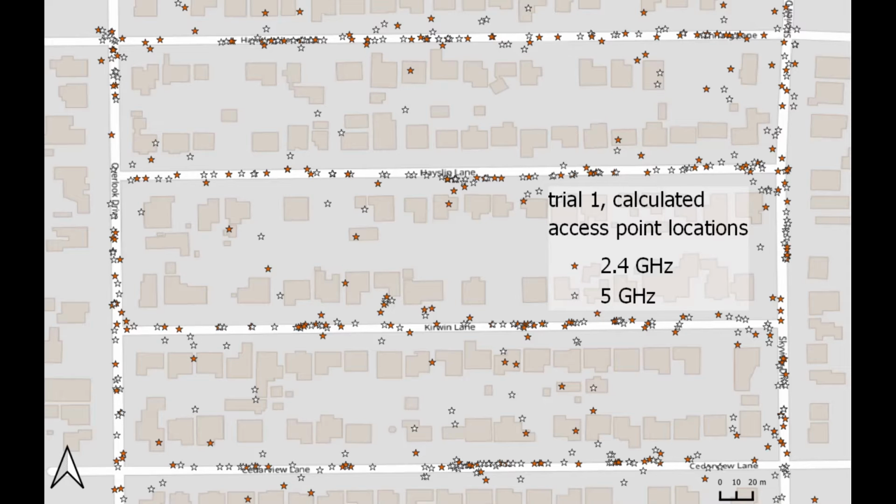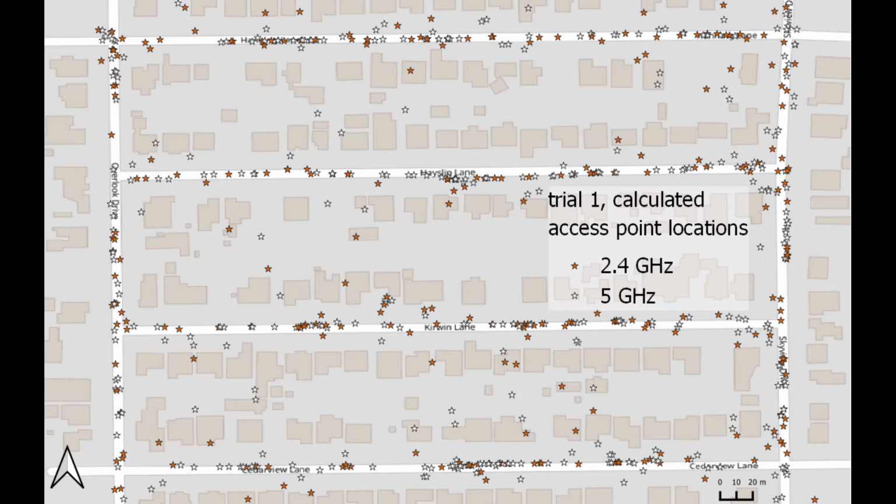This map shows the calculated or hypothesized locations of some of the wireless access points in my neighborhood. Each star is a calculated location. This is not very good. Most access points are outside of buildings, and notice how many of the access points are right beside the road, and that's obviously not right as well.